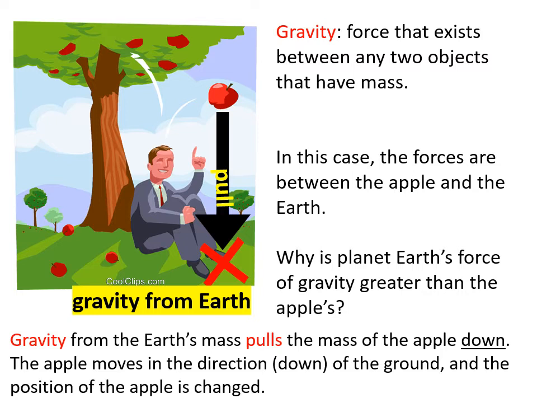In this case, the forces are between the apple and the Earth. Why is planet Earth's force of gravity greater than the apple's? Gravity from the Earth's mass pulls the mass of the apple down. The apple moves in the direction down of the ground, and the position of the apple is changed. So Earth has more gravity because it has more mass.